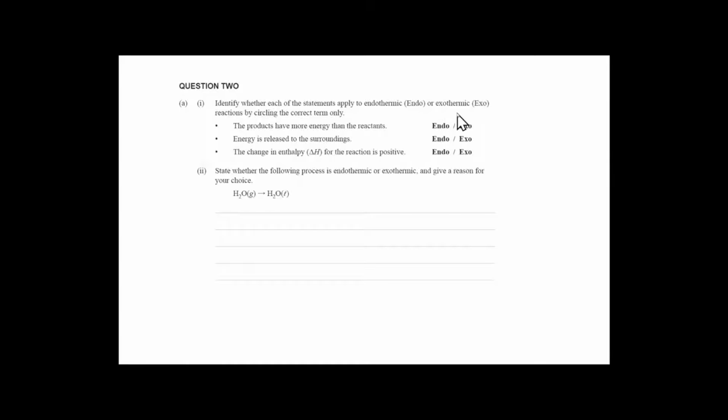Circling each term correctly. So the first one is the products have more energy than the reactants. If the products have more energy than the reactants, then it must have taken energy from somewhere, and it must have taken it from outside, so by definition it is endothermic. Energy is released to the surroundings, by definition that's exothermic, and the change in enthalpy for the reaction is positive. That means it's endothermic. This one and this one are kind of the same thing, reworded.